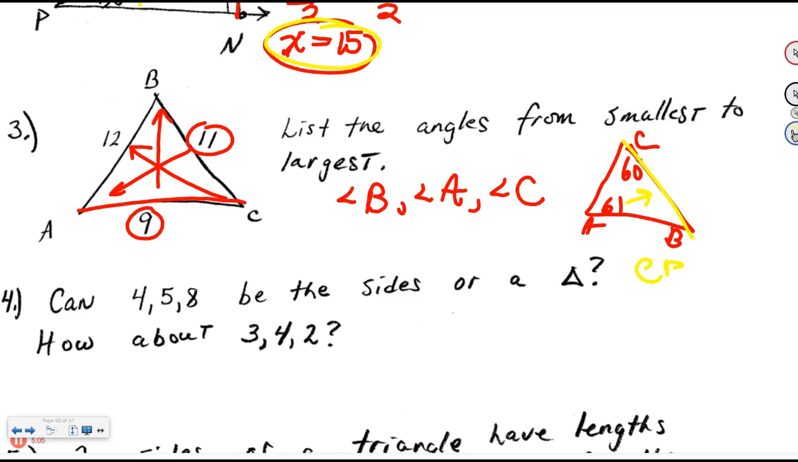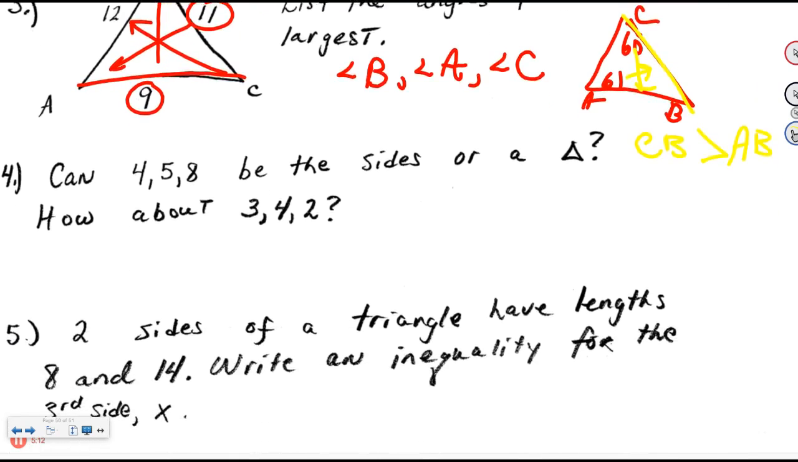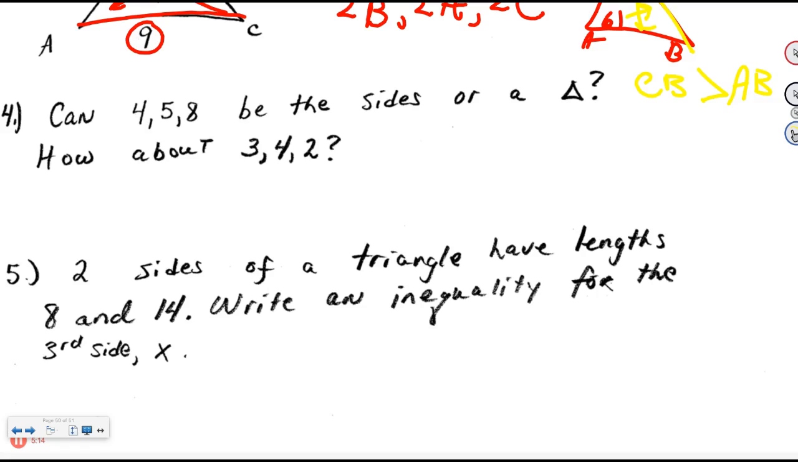So I'd say CB is bigger than AB. So you might have to do some comparing. But again, it boils down to longest side across from biggest angle and vice versa. This is right off your note card. It's on the back and it's towards the bottom, so make sure you know that you can always look there.